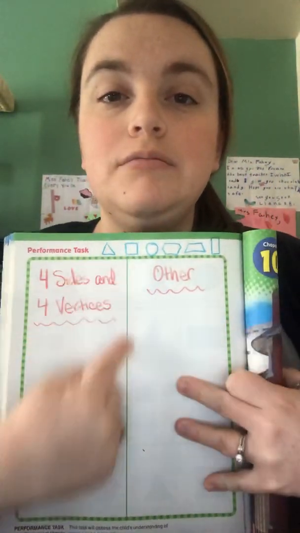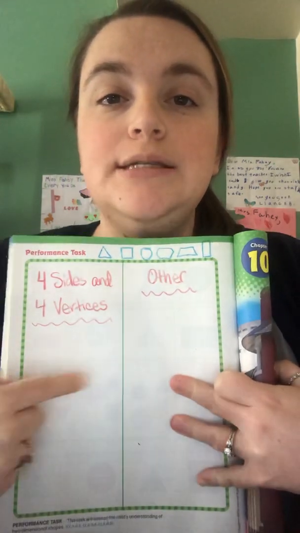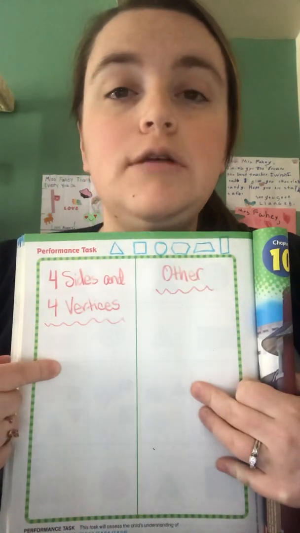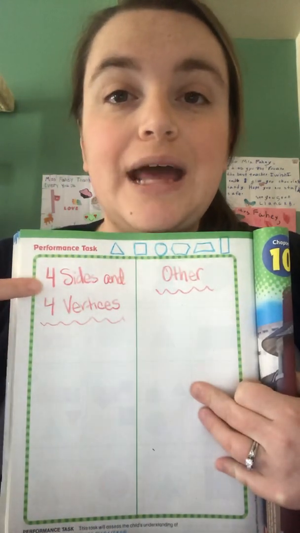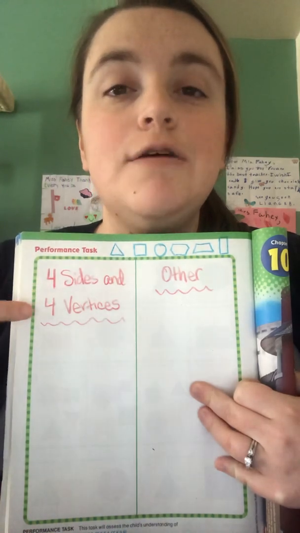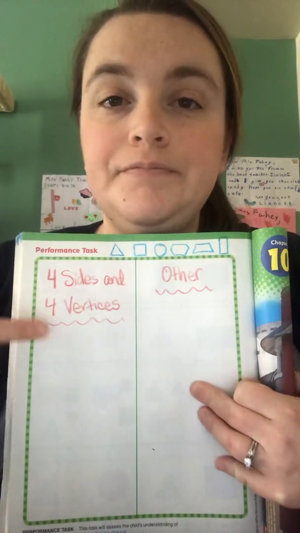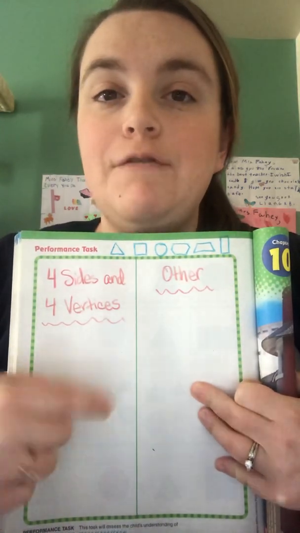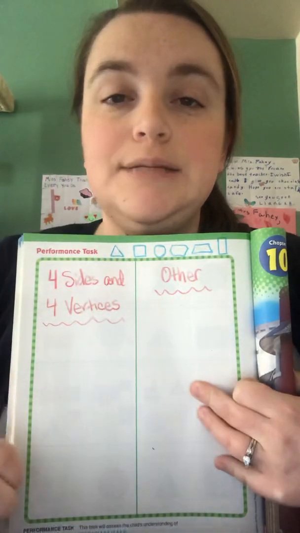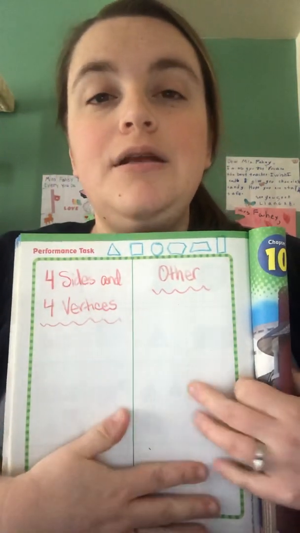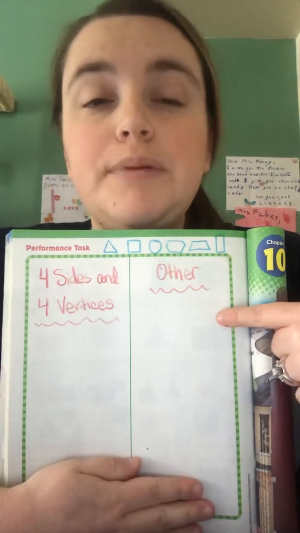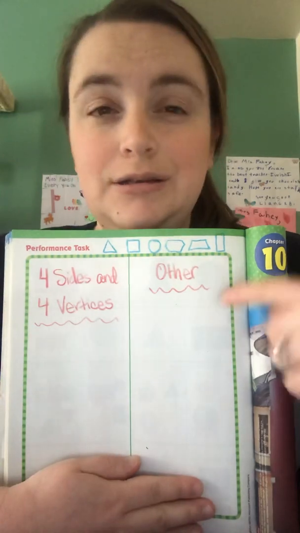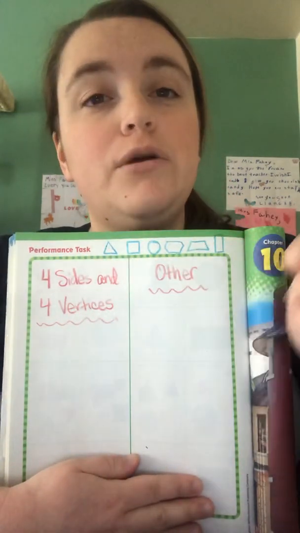We have a chart split into 2. We've got 2 sides. On one side of your chart, I want you to draw all of the shapes we've learned about that have 4 sides and 4 vertices. Then on the other side of your chart, draw a picture of all the shapes we learned about that do not have 4 sides and 4 vertices.